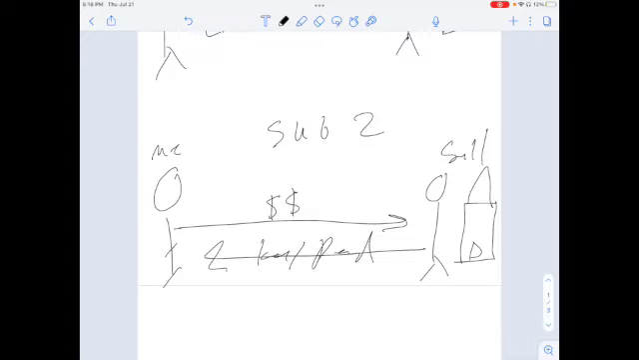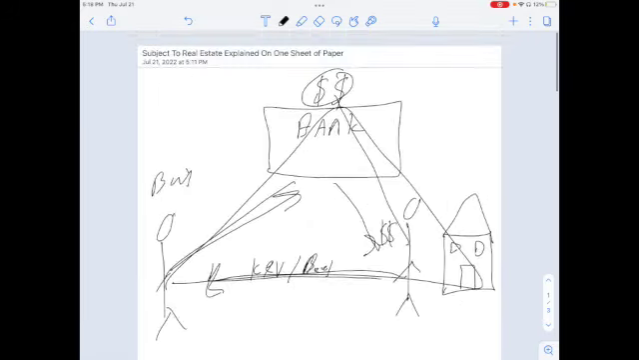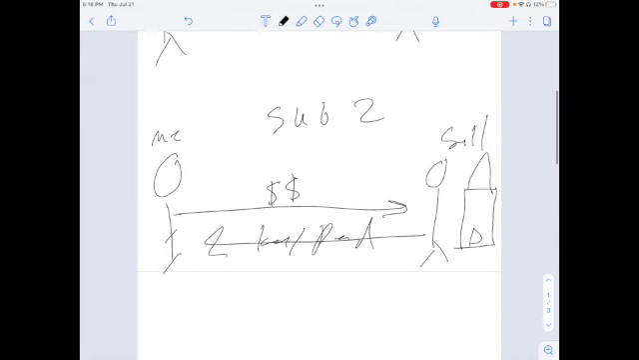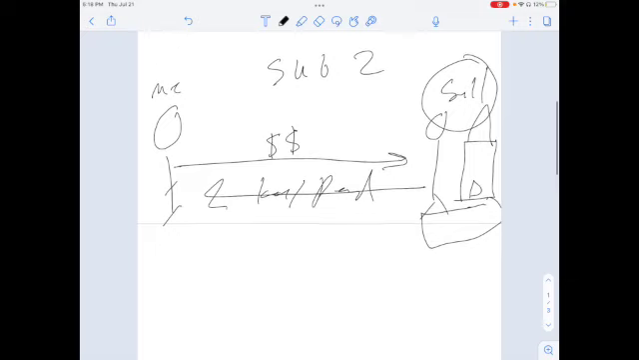So one of the major differences between a subject to transaction and a traditional transaction is that there is no bank involved because the seller on this transaction already has a mortgage with the bank before I even met them, and they're highly motivated, so they're willing to allow me to just step into their shoes and make their monthly payments. Now, it sounds very strange.